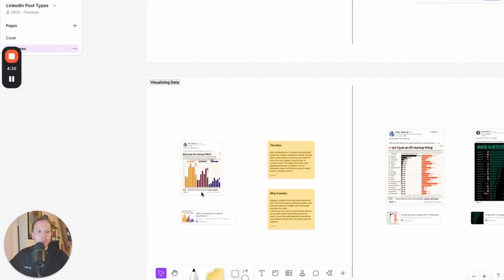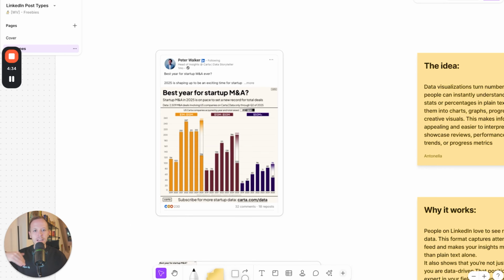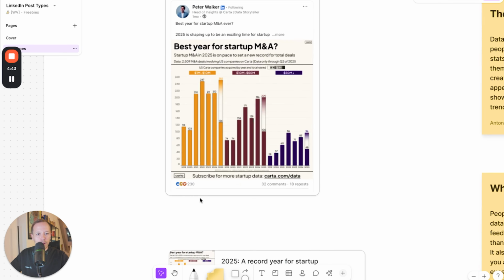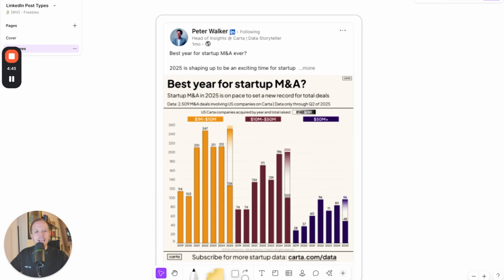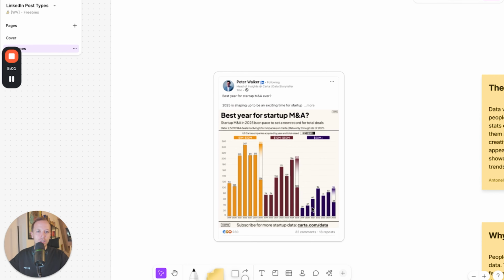Next post type would be visualizing data. If you have some sort of data from reports that you are doing yourselves, or you can even use data from somewhere else, and put that in a visual comprehensive form, that's working super nice. Because oftentimes people are commenting about the data itself and saying, okay, I don't believe this, I believe that, how I'm seeing it. So that's super, super good. And also people save it a lot. Same logic as before, if people are saving and commenting, that's very good for your reach.